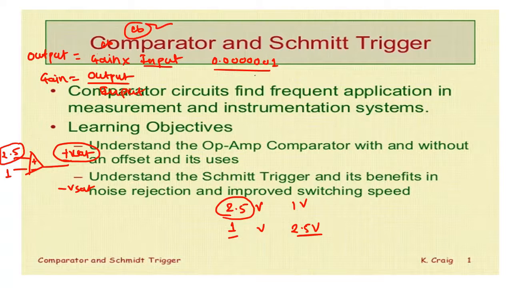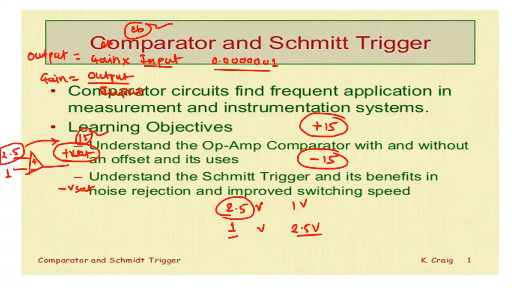So what exactly do we mean by plus V sat and minus V sat? Suppose, for example, I am giving positive 15 volt and minus 15 volt as supply. The saturation voltage is near about 15 volt and minus 15 volt. So if my non-inverting input is greater than inverting, I will get the plus side, near about 15 volt, slightly less than that.